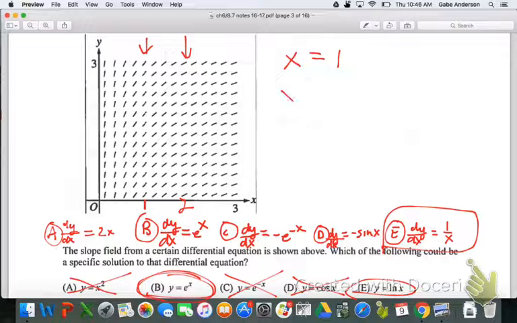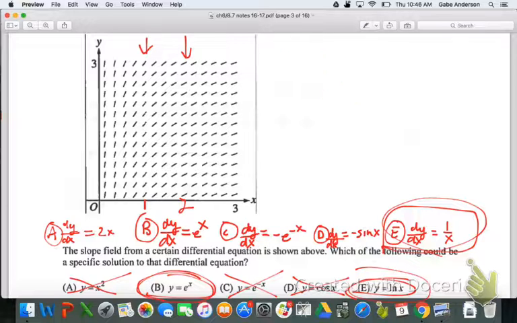If I try x equals 2 with the ln of x, the slope is 1 over x, so the slope would be 1/2, right? So now we compare those, and I think we see that the pattern going from a slope of 1 to a slope of 1/2 actually fits this slope field a little bit better. So I would go with E. I agree with, I think, the majority of you guys. E. So let me explain how I would do this.